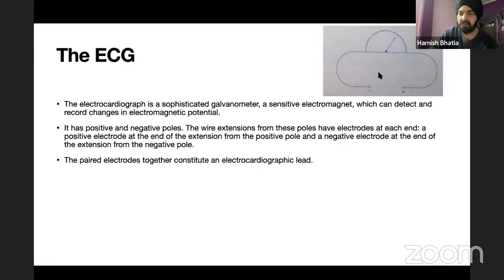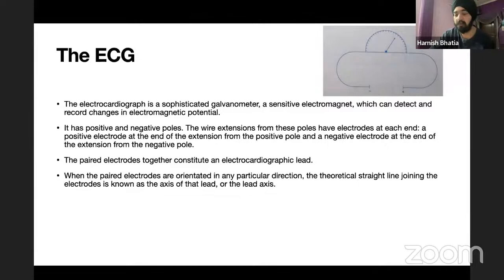Simple. So now these paired electrodes together constitute an electrocardiographic lead. This is an illustration of what an electrode looks like. When we see the real electrocardiographic machine, we'll understand that two electrodes, one positive and one negative, which make a pair of electrodes, will make one lead. So this much we should remember.